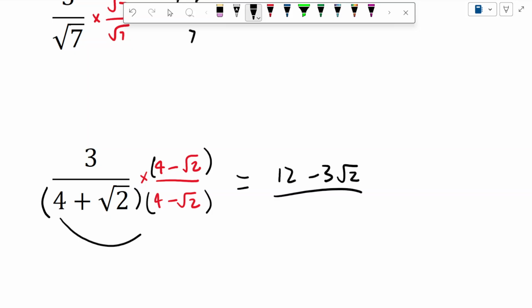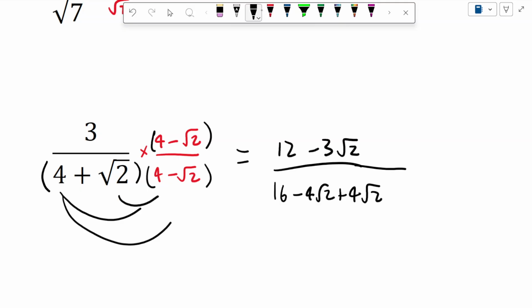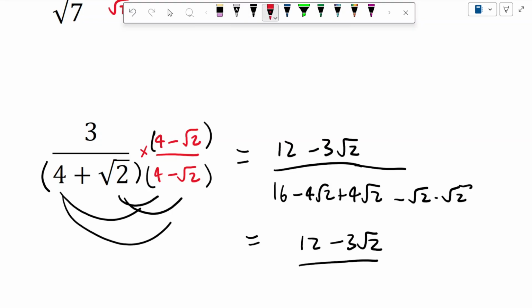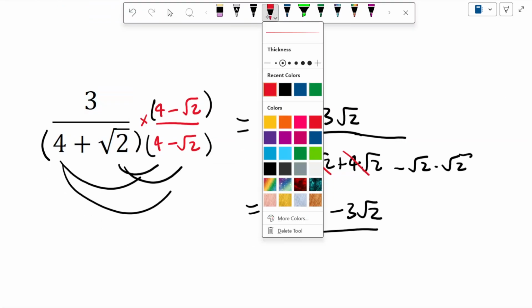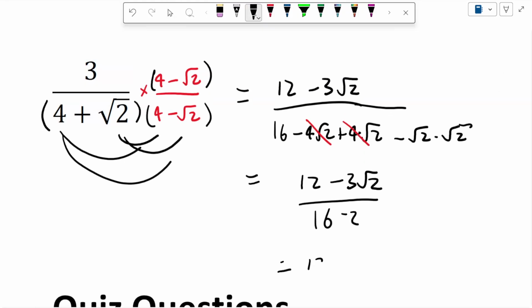Now, if you're familiar with difference of two squares, then you'll notice that this is 4 squared take root 2 squared straight away. But if not, you can do the whole FOIL. So you got 16 for the first entry. Take 4 root 2 and then plus 4 root 2, which you'll notice cancel out. And then you've got take root 2 times root 2 on the bottom. So this is 12 take 3 root 2 over. The middle 2 terms cancel out there, and you'll be left with 16 take 2. So this is 12 take 3 root 2 all over 14.